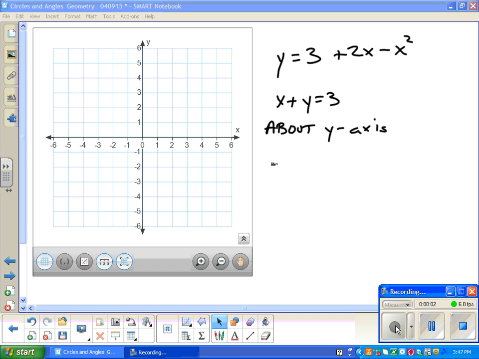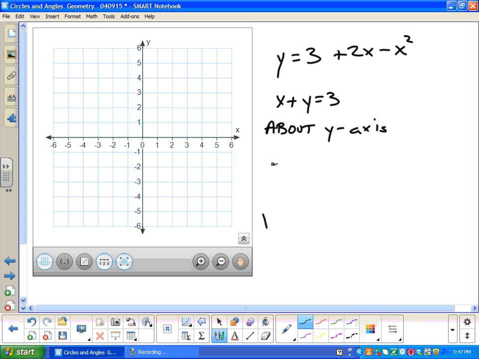Okay, so I have two curves today, a parabola y equals 3 plus 2x minus x squared, a line x plus y equals 3, and they want the volume of the region between the curves about the y-axis. Very quickly, if you're going to go about the y-axis, you have to solve for x. And that can't be done with the top equation if you're just going to try to do it about dy. So this is going to have to be cylindrical shells.